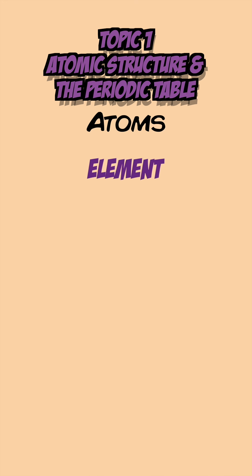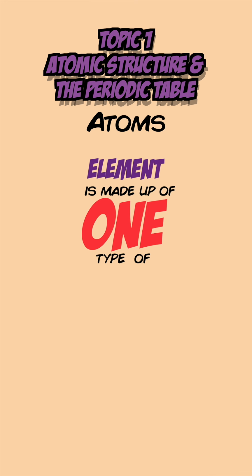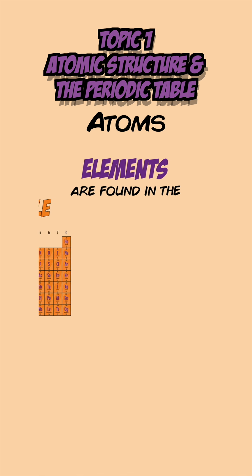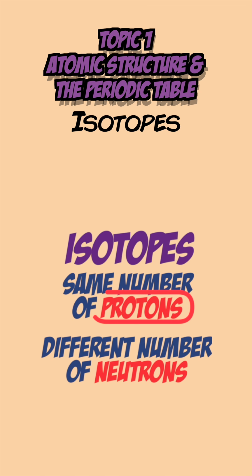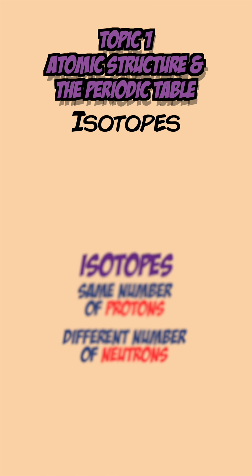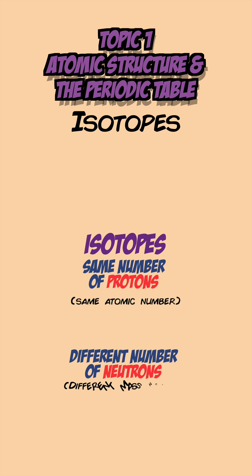An element is defined as a substance made up of one type of atom. There are over 100 different discovered elements which can all be found in the periodic table. Isotopes are defined as different forms of the same element with the same number of protons and different number of neutrons. This means they have the same atomic number but different mass numbers.